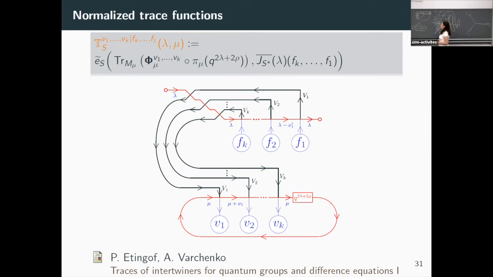They are not identical to the normalizations that they took in their paper, but what we can show is that they're actually completely equivalent, in the sense that they will satisfy exactly the same q-difference equations. And this version of normalization is the one that fits best with the graphical calculus.